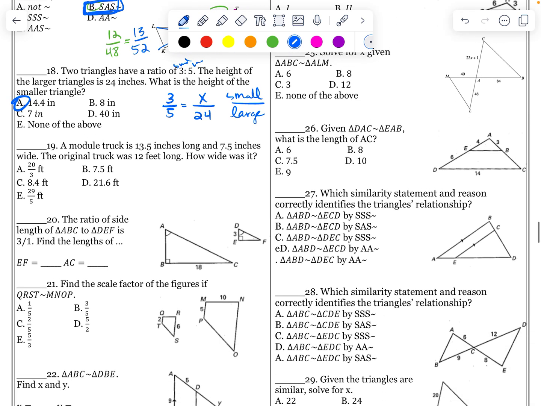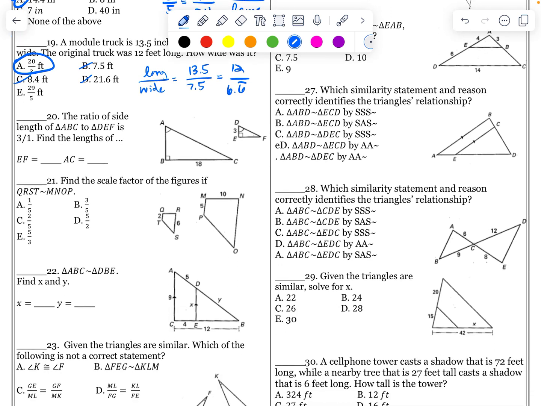Okay, for the model truck, I'm going to say long over wide. 13.5 long over 7.5 wide. The real truck is 12 feet long, and I'm looking for feet, so I can leave it as feet. So 7.5 times 12 divided by 13.5. That's a hot mess. I got 6.6 repeating. 20 divided by 3, 6.6 repeating.